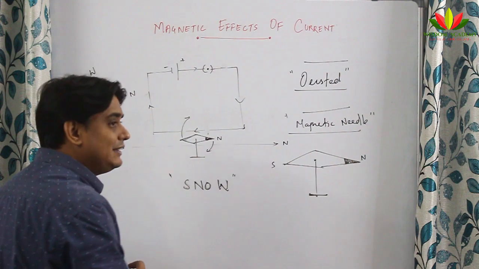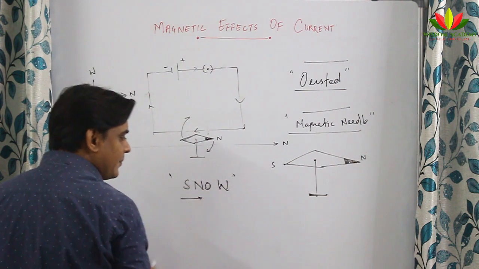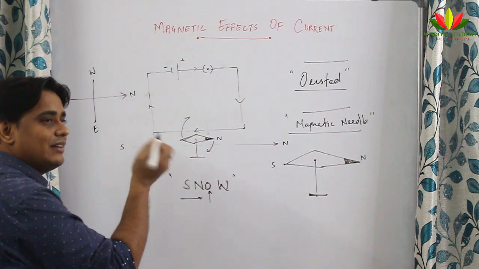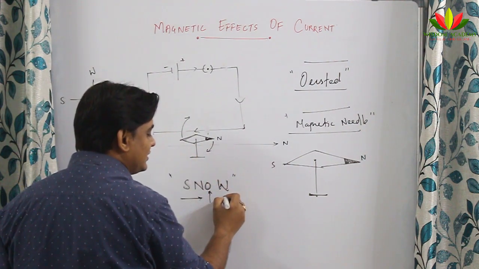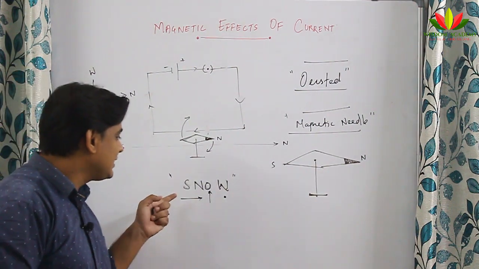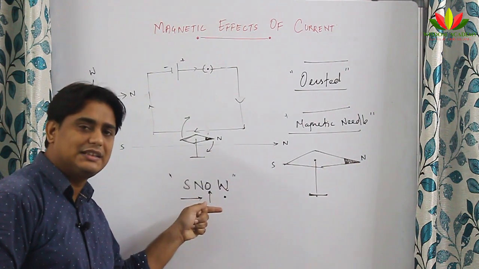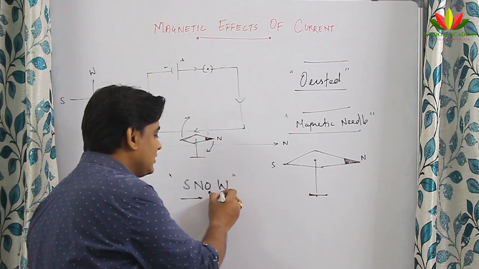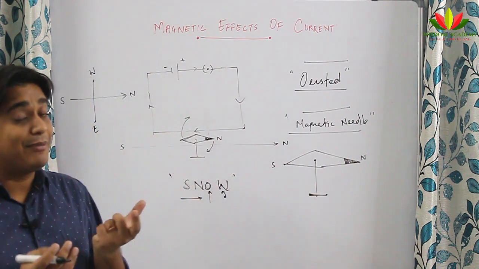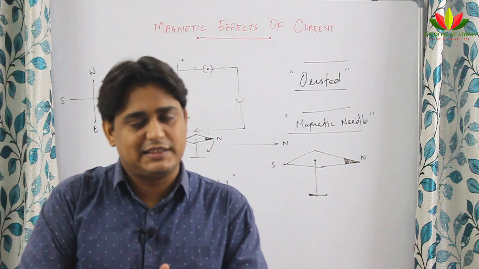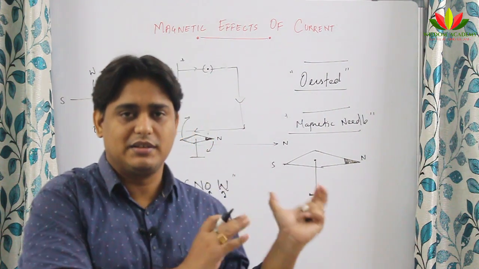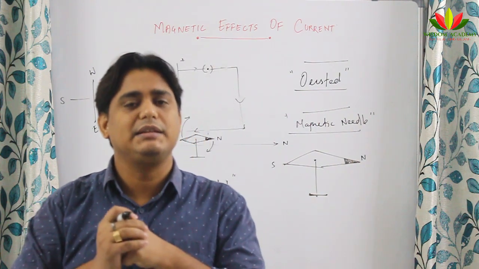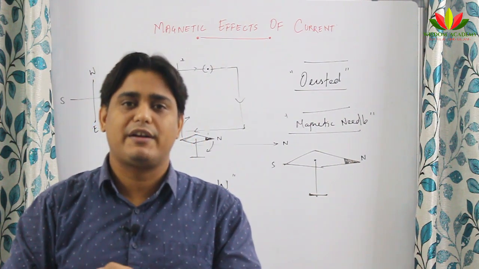SNOW means that when the current is flowing from south to north and the needle is kept over the wire, then the needle will be deflected towards west. I will say once again, when the current is flowing from south to north and the needle is kept over the wire, then it gets deflected towards west. This can be remembered as SNOW. It is not compulsory to remember this, but it gives you an idea to remember that whenever the current is flowing from south to north and the needle is kept over the wire, the needle gets deflected in the west direction.